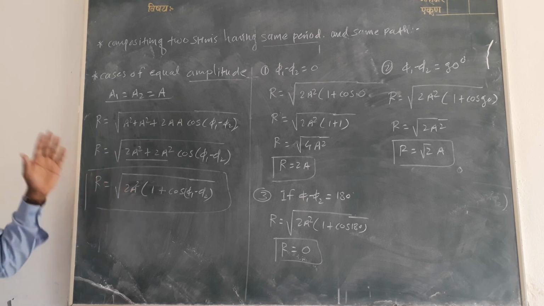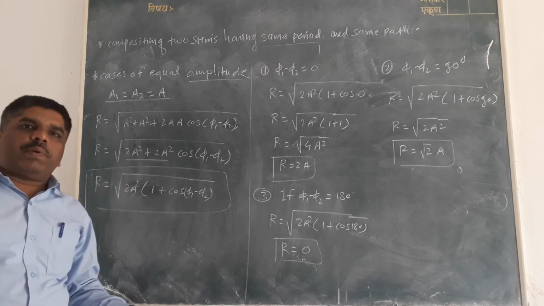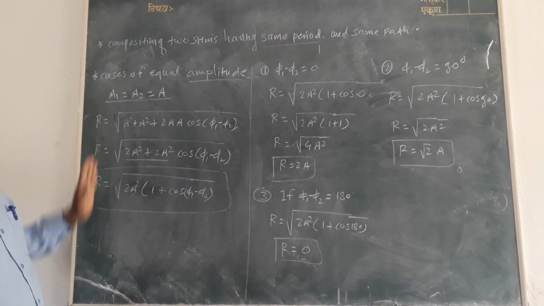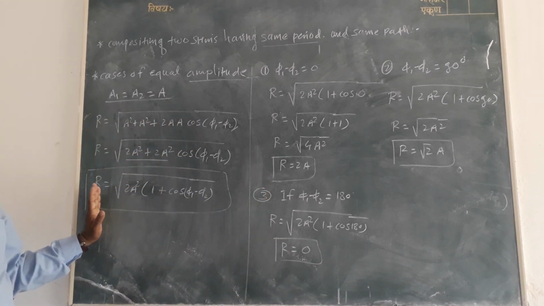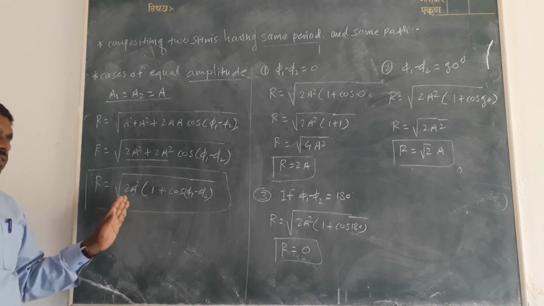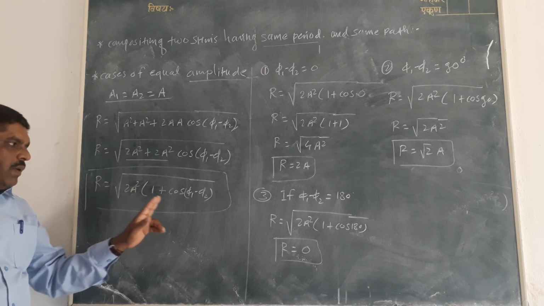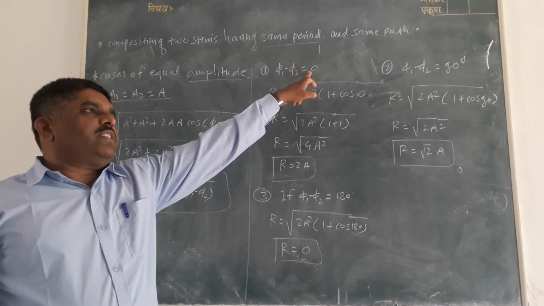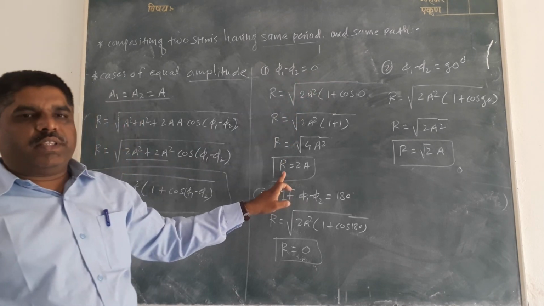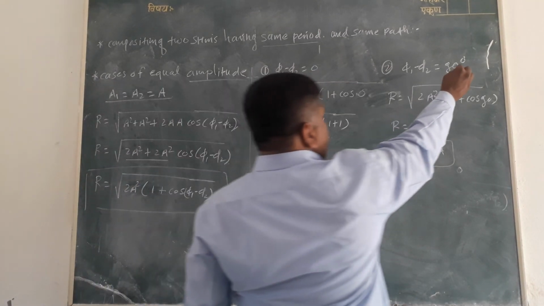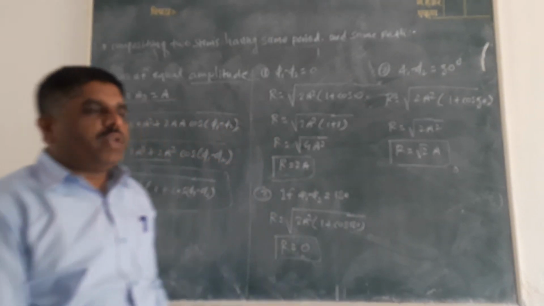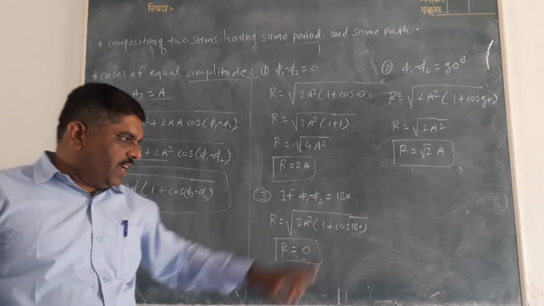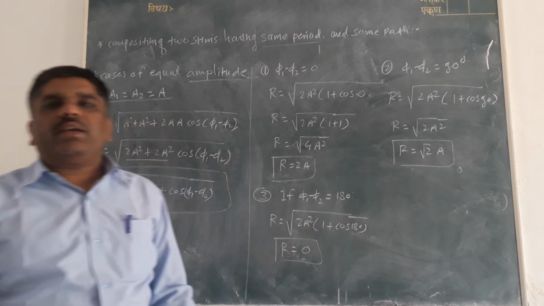If amplitude of two SHM, which two SHM we considered x1 and x2, if their amplitude is same then the resultant amplitude equation will change. It will become R is equal to under root 2A square into bracket 1 plus cos phi 1 minus phi 2, and if phi 1 minus phi 2 is 0 phase difference, then the value of R will be 2A. If it is 90 degree then the value of R is under root 2 into A, and if their phase difference is 180 degree then the resultant amplitude will be 0.